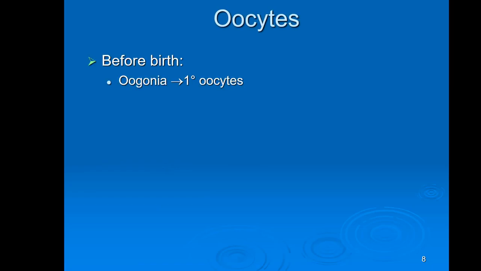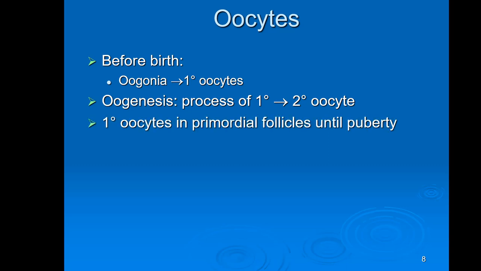So let's talk a little bit about oocytes. I alluded to the fact that they progress from primary to secondary. For our purposes, this really isn't overly important, but I just wanted you to understand that there is a process here. We call the process of a primary oocyte progressing to a secondary oocyte oogenesis.